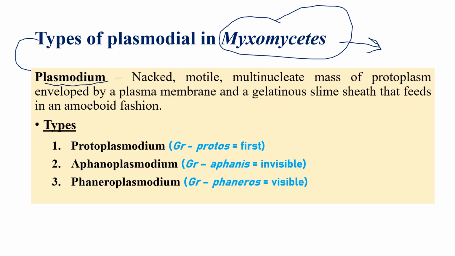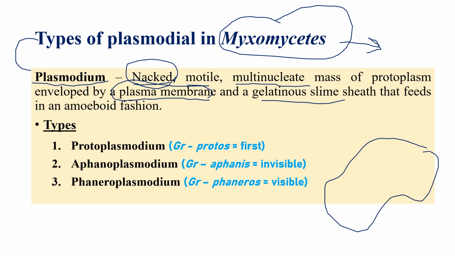As I told you, a multinucleate mass of protoplasm is known as plasmodium. Here I put it a little differently: it is a naked, motile, multinucleate mass of protoplasm that is enveloped by a plasma membrane, because it is naked, containing no cell wall. Instead of a cell, it contains a plasma membrane, and it has a gelatinous slime-like sheath. If you touch it, you can observe a slime-like sensation. That's why it is called a gelatinous slimy sheath. It is covered with a kind of sheath, so it is known as slime molds or slime fungi.